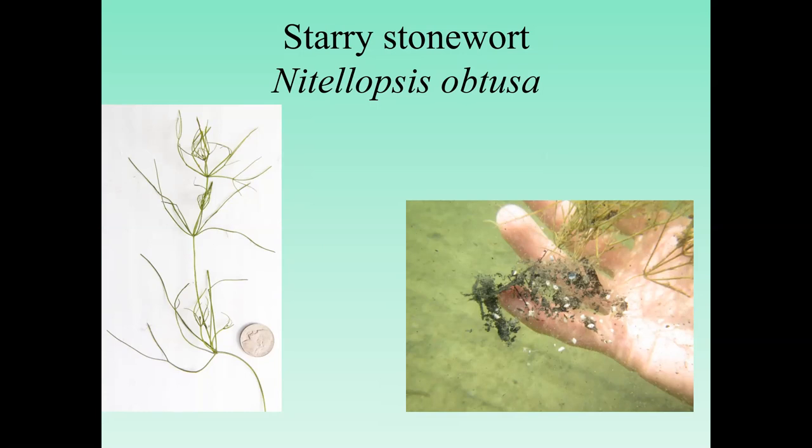What you will notice right away with this species is that it's very large. You can see compared to the nickel, it's enormous. They can be 4 to 6 inches in diameter, which is much larger than really any of the other species in this family that you'd see in the Midwest.